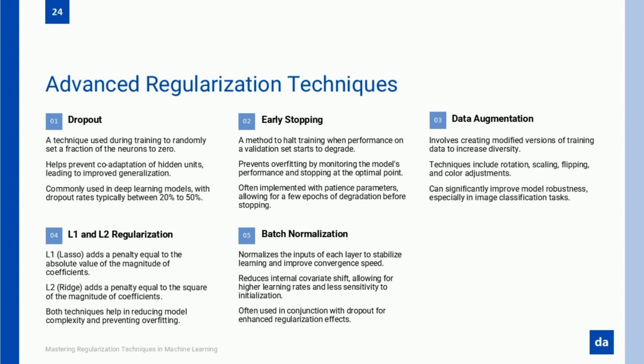These advanced regularization techniques, dropout, early stopping, data augmentation, batch normalization, and the classics like L1 and L2, are designed to tackle the unique challenges of modern machine learning. They're not just about improving generalization, they're about building models that are robust, scalable, and ready for real-world deployment.